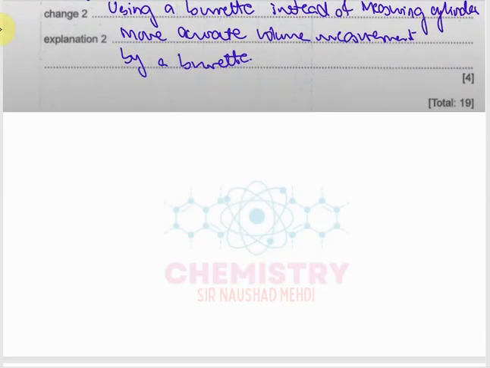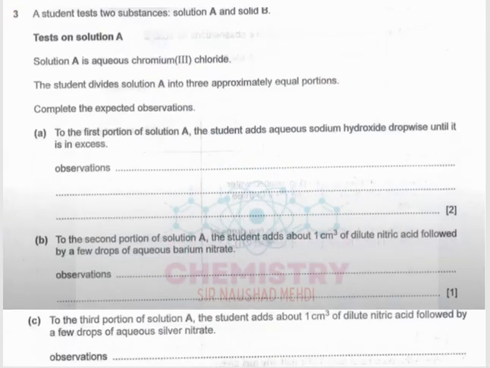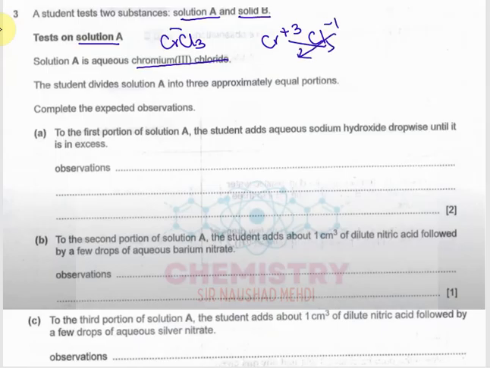Okay, all right. Now, this question number 3 is related to the topic of qualitative analysis. It says we have two substances: solution A and solid B. These are the tests on solution A. He is saying that solution A is chromium(III) chloride, which is CrCl3. Chromium(III) means Cr3+ and chloride is Cl-, so if you cross multiply, you will get CrCl3.